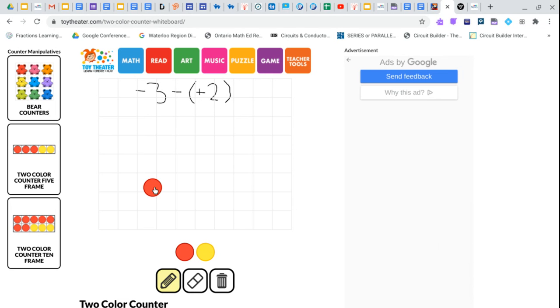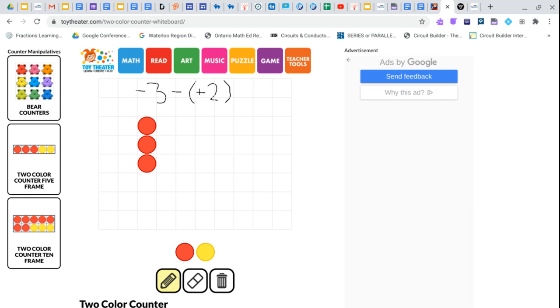Okay, let's start the way we've been starting. So I'm going to take out three negatives. I drop my three negatives on the screen. Anyone notice a problem? Because aren't I supposed to next take away two positives? How am I supposed to do that? I don't even have two positives on the screen.